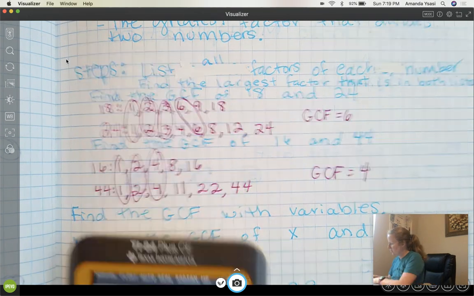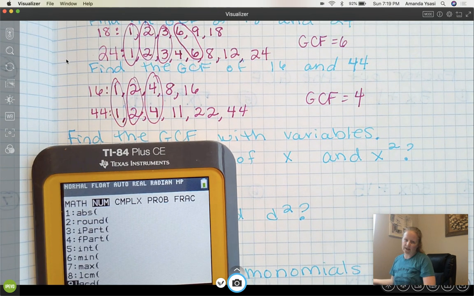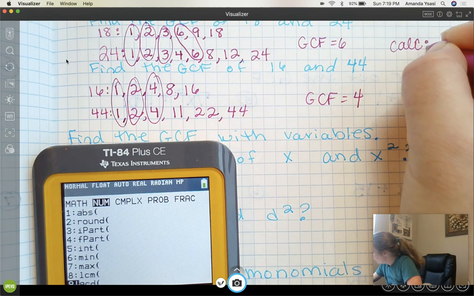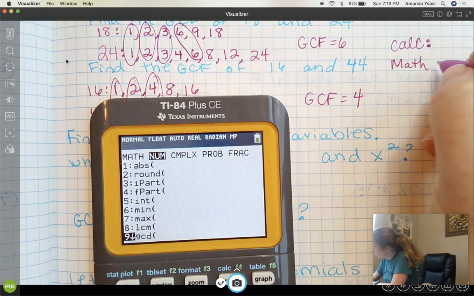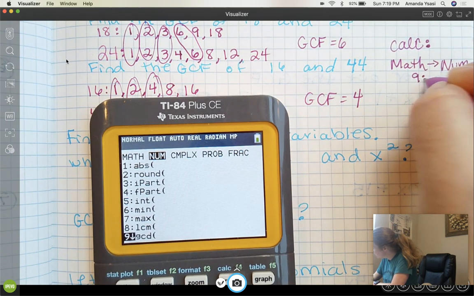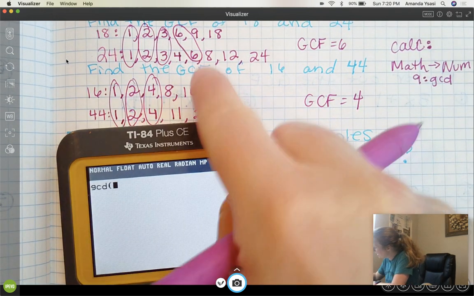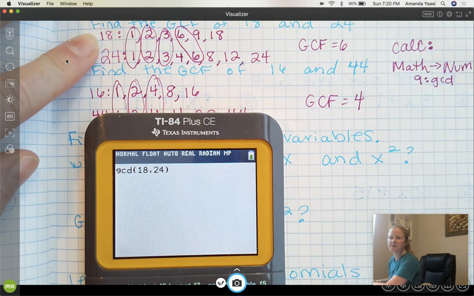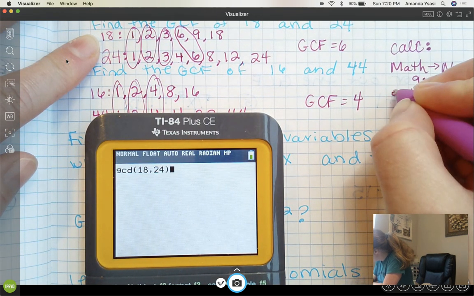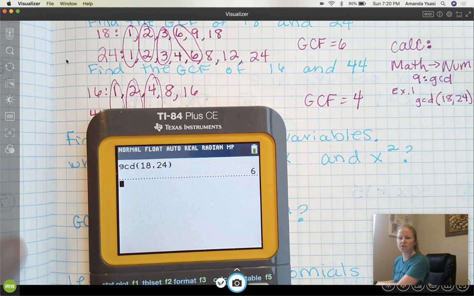So if you have your calculator out, the way we can find our GCF is you can go to math, number, and we want to find GCD. GCF and GCD, greatest common divisor, greatest common factor. So if you want to write it to the side, on the calculator we are going to go to math, then go over to number, and then go down to number nine, which is GCD. And then you put in the two numbers. So for the first example, we would put 18, a comma between them, 24, close the parentheses. So example one, we do GCD, parentheses 18, comma 24, enter. And that's your GCD, GCF.